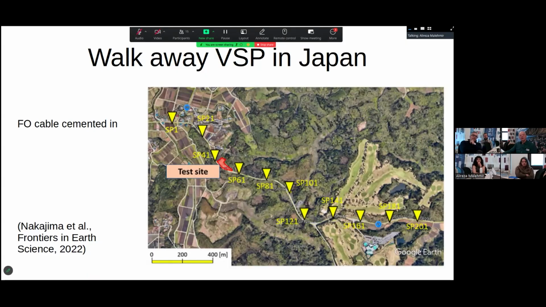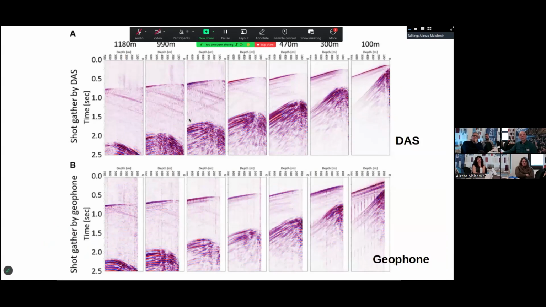Here we have a walkaway VSP in Japan. Fiber optic cable is cemented in. So they had a number of shot points along this road here. There's a borehole here where they recorded with DAS. Actually, they were recording in two boreholes, but we'll only look at one of the results. And we see, as we go further and further away from the borehole, the P wave is arriving later and later.